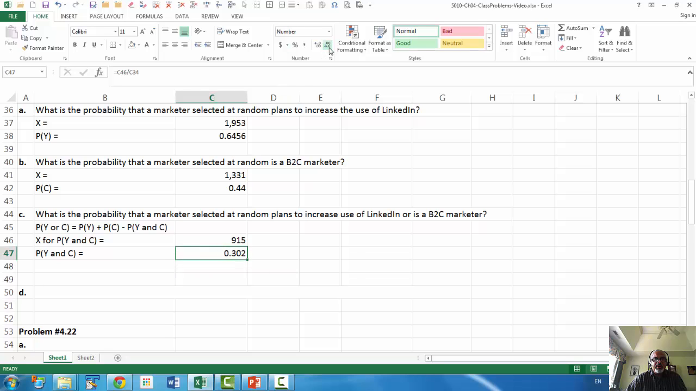Either-or probability is often referred to as the union also. That is Y union C. So Y or C is probability of Y plus probability of C minus probability of Y and C. So that is the answer for C. Now what about D?